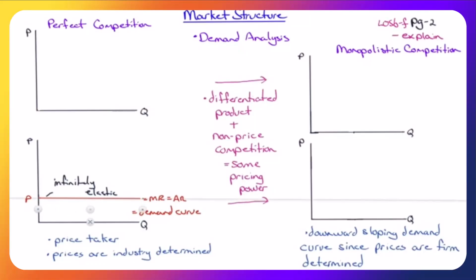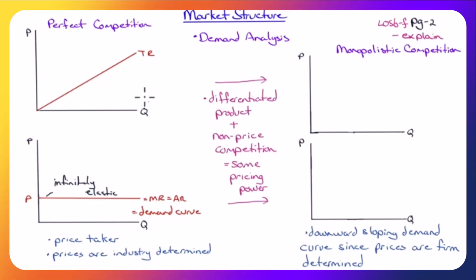If we have a horizontal demand curve, that means our total revenue curve is really just a function of quantity. We'll sell all that we can at that particular price. So as we sell more and more, our total revenue curve simply continues to increase.